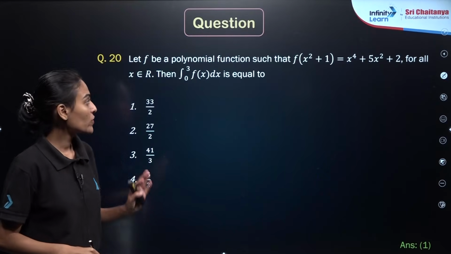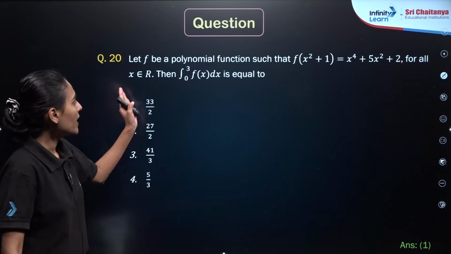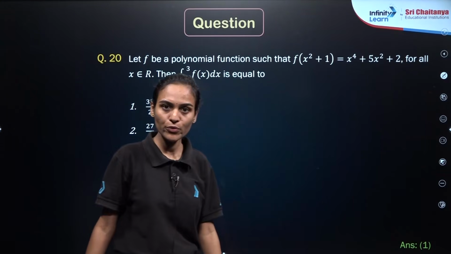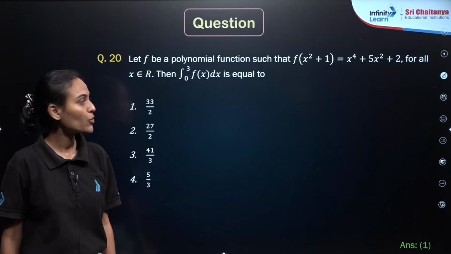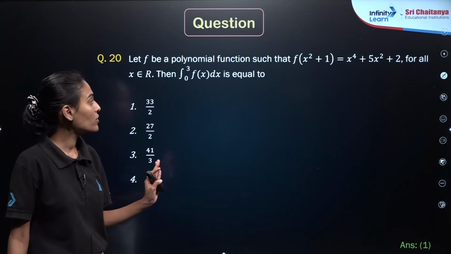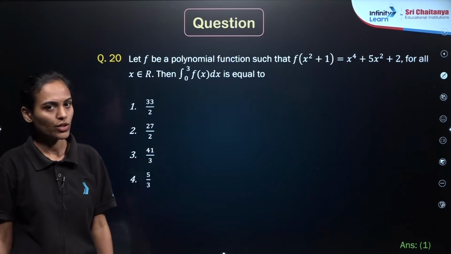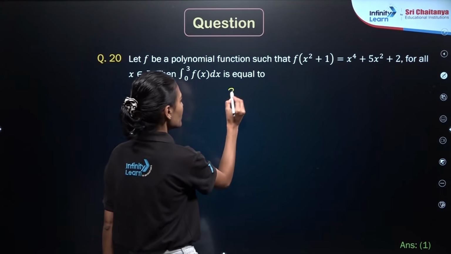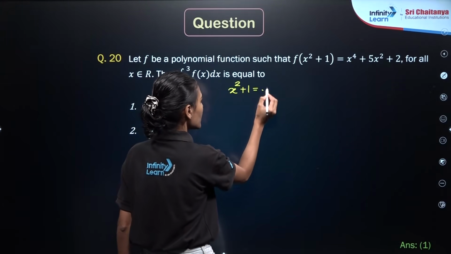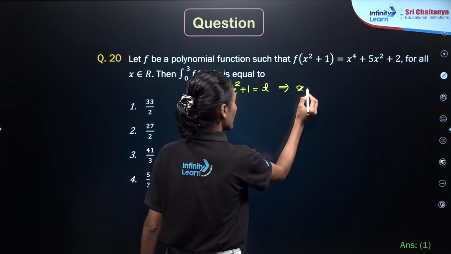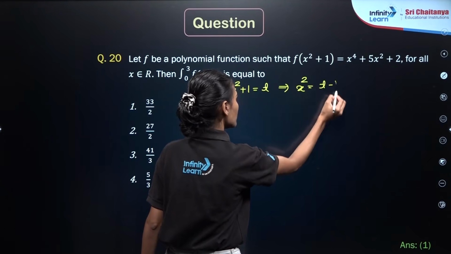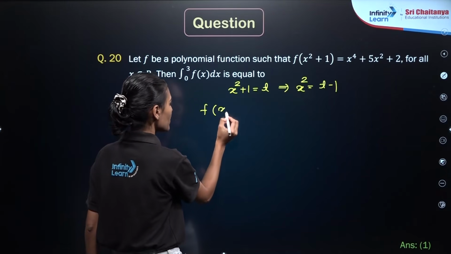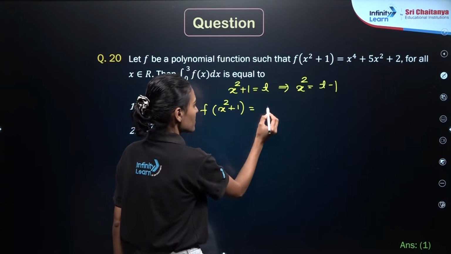Now let us do question number 20. So here you have f be a polynomial function such that f of x square plus 1 is x power 4 plus 5x square plus 2 for all real numbers x. Then you need to find the integral 0 to 3 of f(x) dx. So now I want the function value at a single variable. So I will substitute x square plus 1 as t, and from here I will get x square as t minus 1.